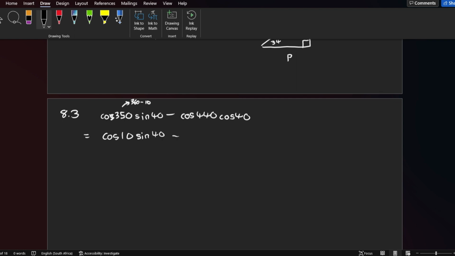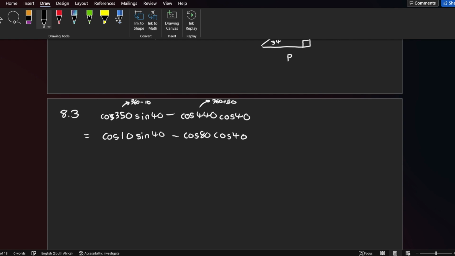Cos 440 again is simply 360 plus 80. We know that 360 plus is in the first quadrant. Cos is positive in our first quadrant, so that just becomes cos 80. Okay, and cos 40 we can leave as is.